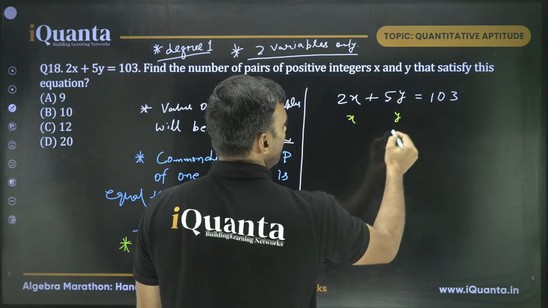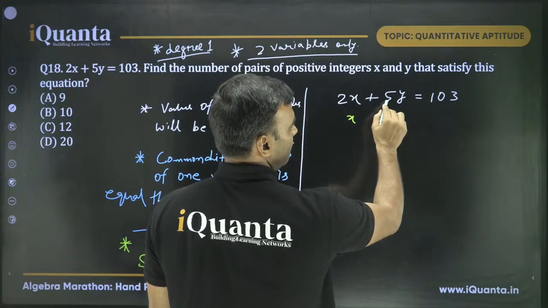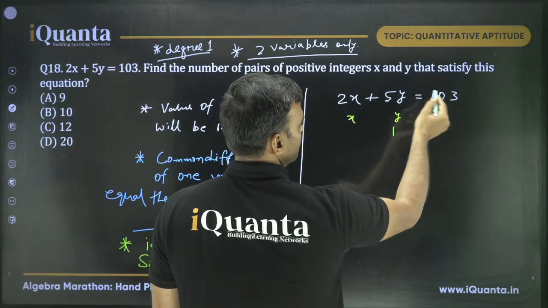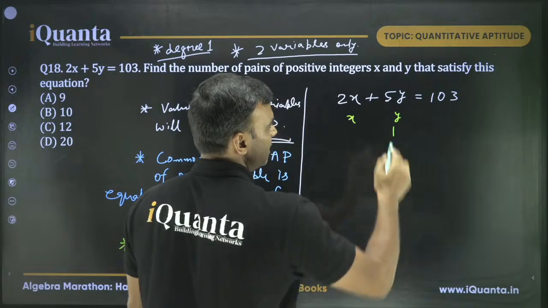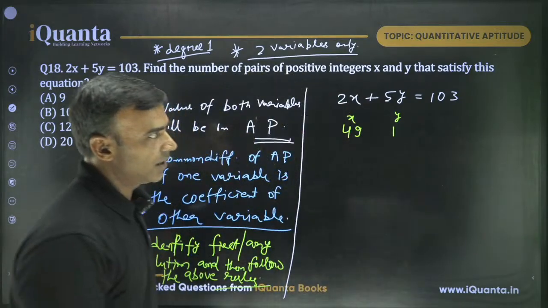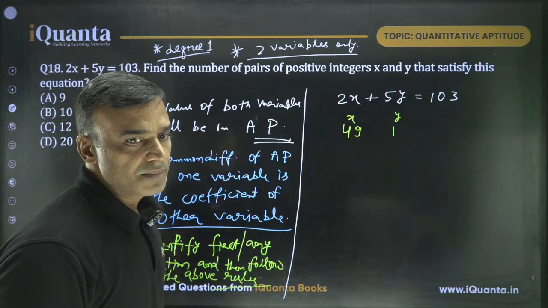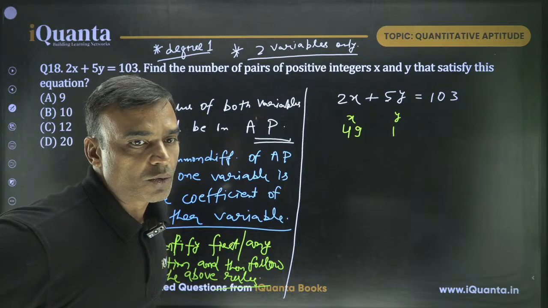So I'll put the value and check. If I put y equal to 1, so 5 goes to the other side, 103 minus 5, that is 98. 98 by 2, that is 49. Is it a valid solution? Check karo. Yes, of course. Are you guys with me? What did I say first? कि 0 तो कोई भी नहीं होगा.